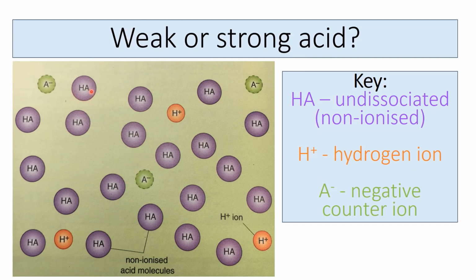In purple is the undissociated or non-ionized acid, HA. In orange you have the H+ hydrogen ion, which is dissociated. You also have in green a negative A- ion, a counter ion, whereby HA, the undissociated acid, has been dissociated or ionized into hydrogen ions, H+ ions, and A- ions.